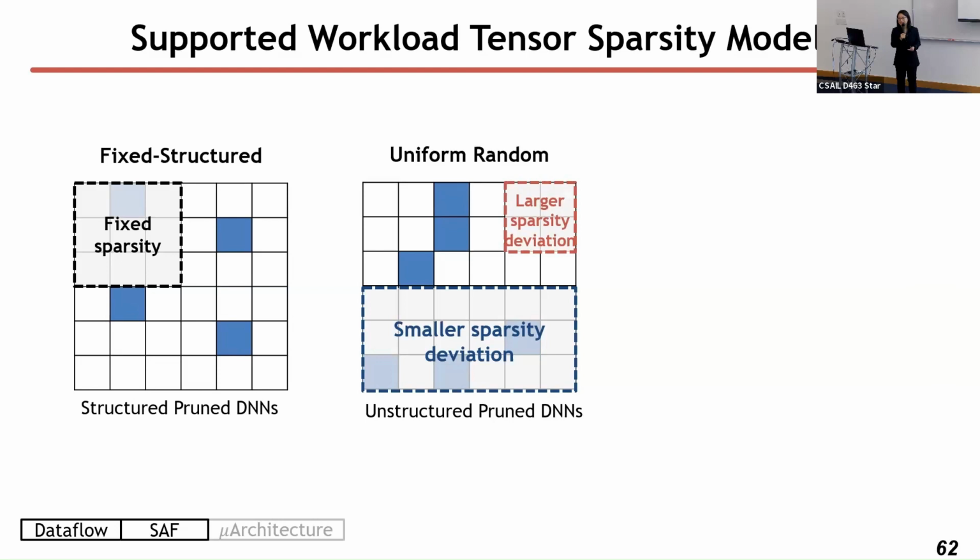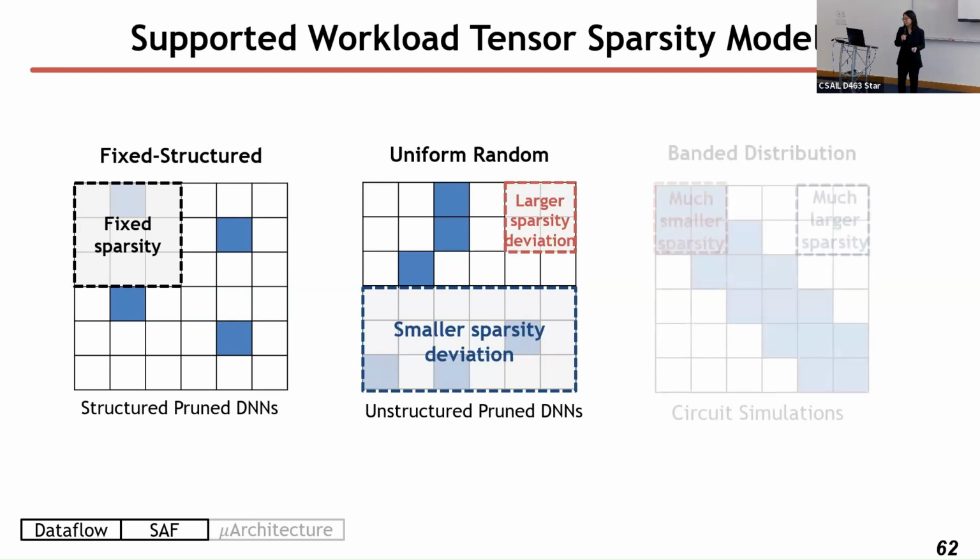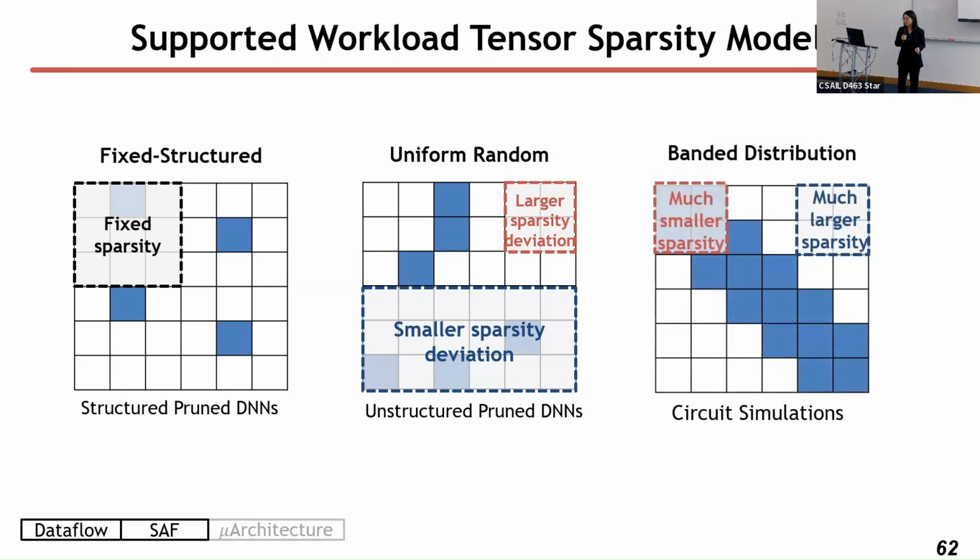In this specific case, the smaller tiles will have larger sparsity deviation and the larger tiles will have smaller sparsity deviation. And this could be an example density model that's widely used for unstructured pruned DNNs where the weights can be removed randomly. We also provide what we call the banded distribution, which characterizes tensors with a dense diagonal. And this kind of density model could be popular for scientific simulations, such as circuit simulations or power simulations.